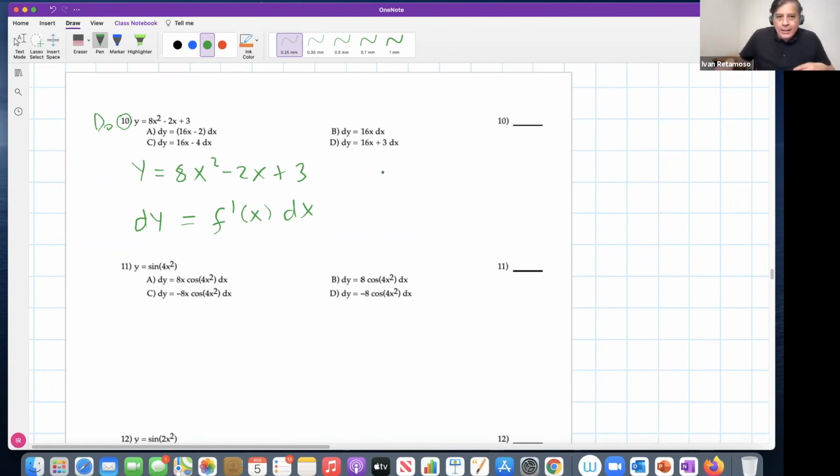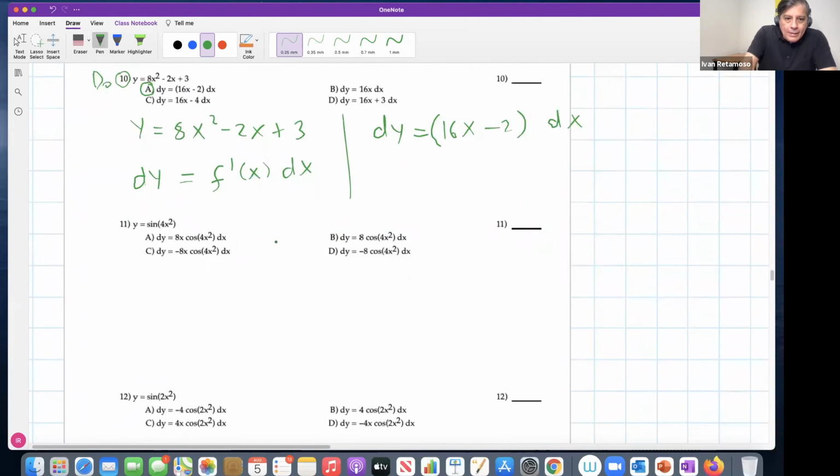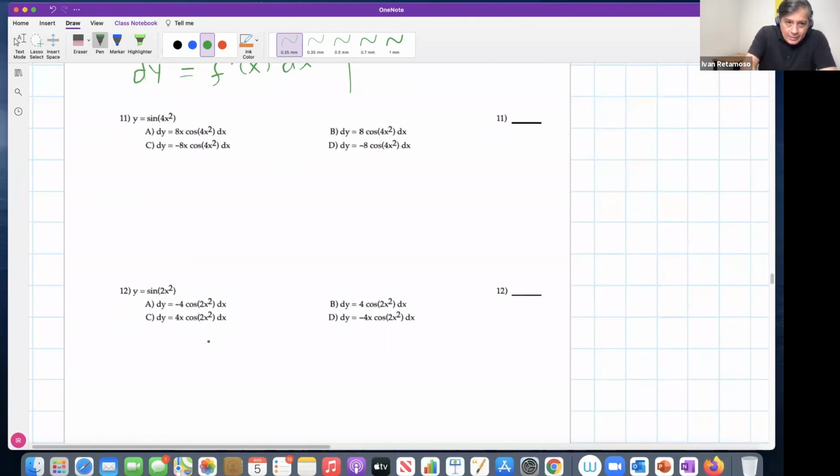I have this formula somewhere in your notes. It's a useful formula to deal with differentials. Adriana, Grace, Oscar, very good, guys. Good work there. It's just this, right? dy equals the derivative, which is 16x minus 2 within parentheses, times dx. This is the relationship between dy and dx. And when you look through the choices, it is this. Excellent.